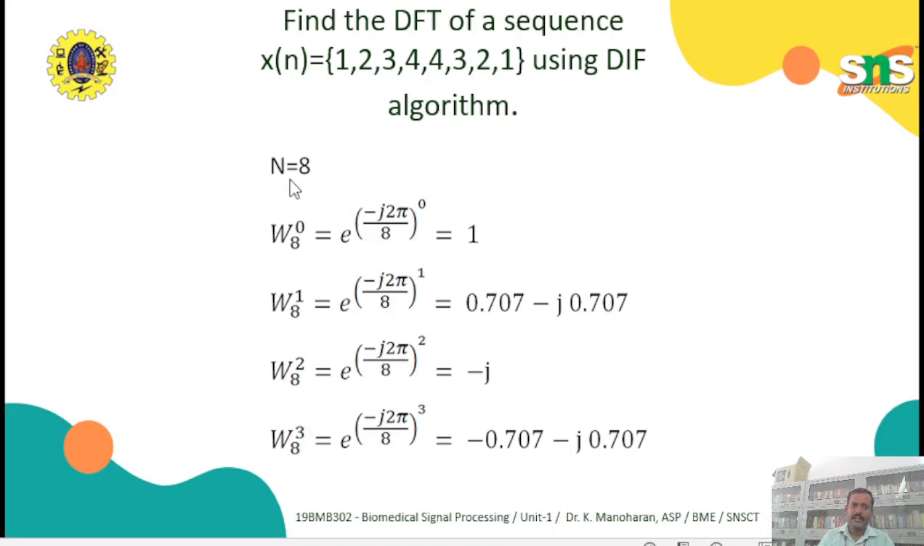Look at this, the number of samples N equal to 8, and then we need to find the Twiddle factors W08, W18, W28 and W38. We have already calculated these. W08 is 1, and W18 is 0.707 minus j 0.707, and then W28 is minus j, and W38 will be minus 0.707 minus j 0.707. So these four Twiddle factors will be required. This is common for both the DIT algorithm and the DIF algorithm.